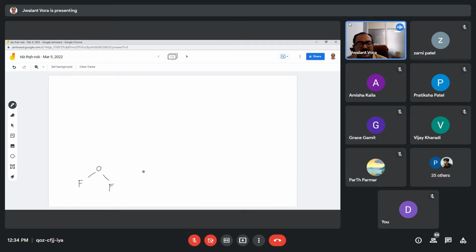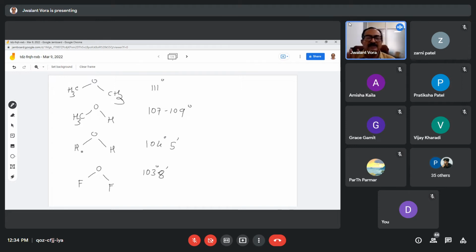The first one is oxygen difluoride. Bond angle is 103 degrees, 8 minutes. With the water molecule, 104 degrees, 5 minutes. With methanol, 107 to 109 degrees, and dimethyl ether, it is 111 degrees. Now see, all the molecules have the same number of lone pairs and the same number of bond pairs, even though the difference is there in the bond angle.